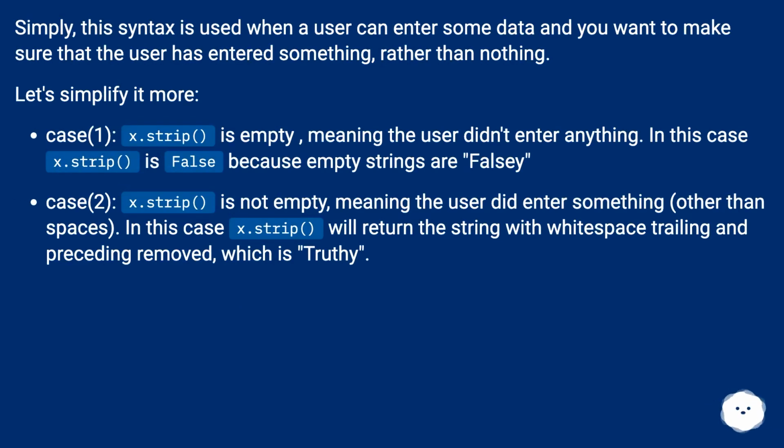Let's simplify it more. Case 1, x.strip() is empty, meaning the user didn't enter anything. In this case, x.strip() is false because empty strings are falsy. Case 2, x.strip() is not empty, meaning the user did enter something, other than spaces. In this case, x.strip() will return the string with whitespace trailing and preceding removed, which is truthy.